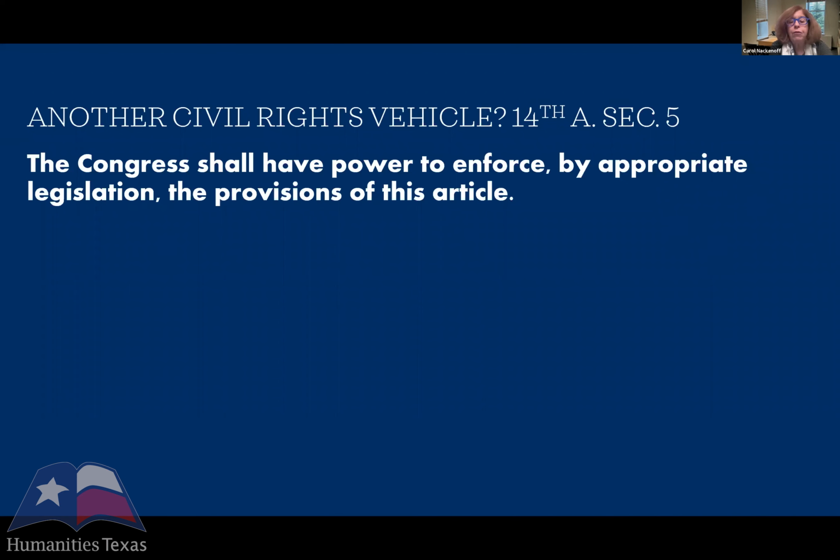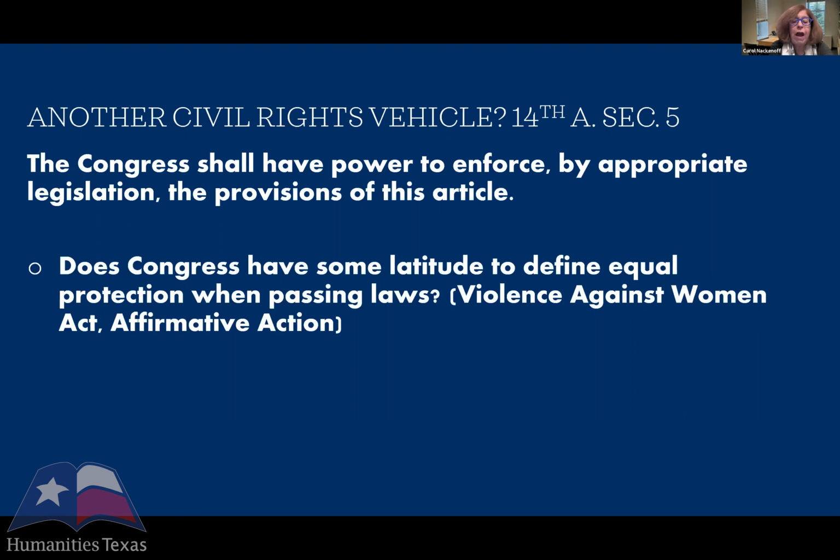So another vehicle for finding civil rights, we could say, is Section 5 of the 14th Amendment, where it says the Congress shall have power to enforce by appropriate legislation the provisions of this article. Now, you'll notice this enabling language is in a number of amendments that follow, starting in the 13th Amendment. But what's this supposed to do? Does Congress have some latitude to define equal protection when passing laws? For example, in the Violence Against Women Act, which the court famously struck down part of, and affirmative action.